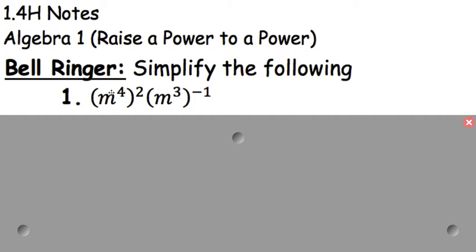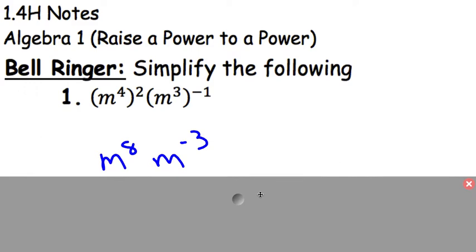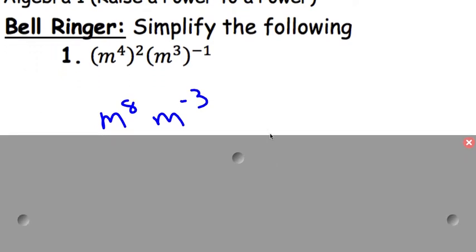So here we have m to the fourth raised to the second, and this is the concept that we talked about before. When we see this, we take these two exponents and multiply them. So we'd have 4 times 2, which gives us m to the eighth, and 3 times -1, which gives us -3. So there we go, m to the eighth and m to the -3rd.